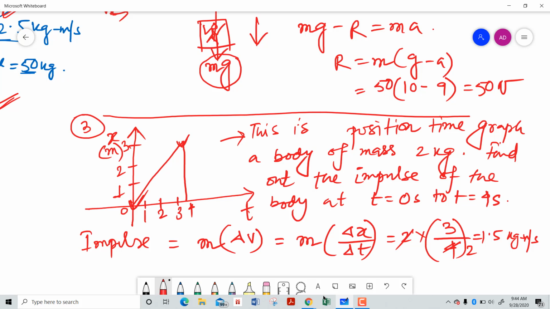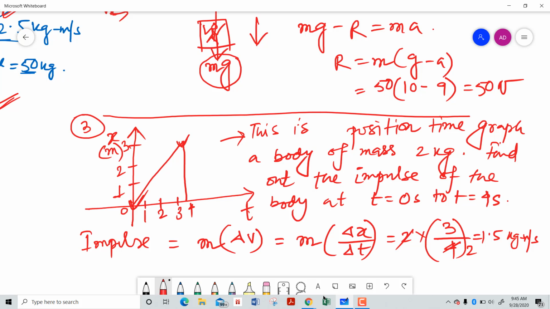Impulse can be given by the change in momentum of that body. So we can write it as the mass multiplied by change in velocity. Since you are in class 11, I'm not writing v2 minus v1, I'm just writing del v here, right? So it can be represented as del x by del t. You know that del v can be represented as del x by del t, that means the change in displacement by change in time. So I have substituted the values and we have got that answer.